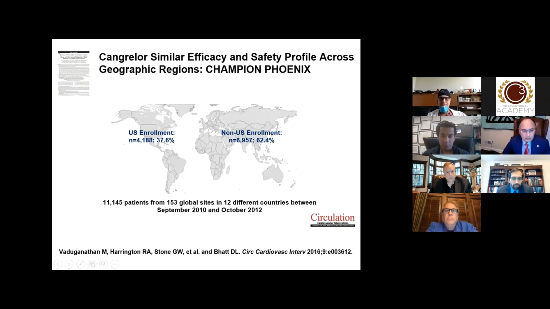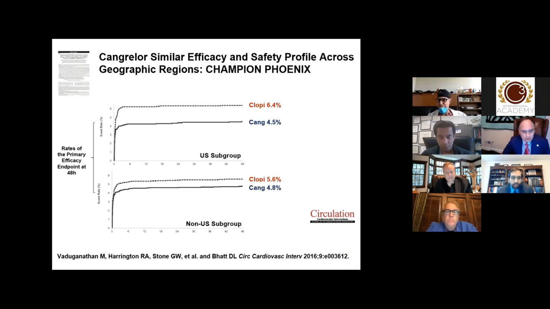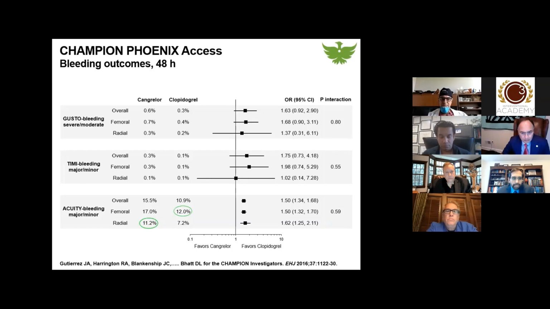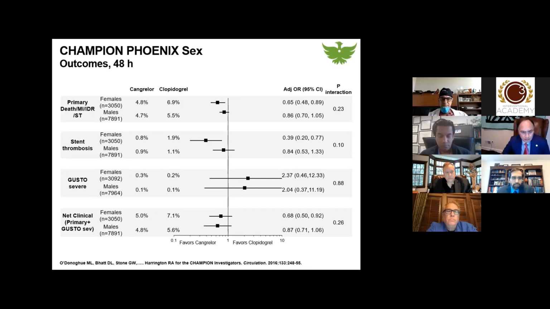And sometimes people wonder, do the results of these large international trials apply to my practice? Well, we had a lot of sites in the US, great sites, I would say, and the results apply in the US. That is, the results really, in a statistical sense, were consistent in both the US and non-US subgroups. If anything, numerically speaking, looking marginally better, not worse, in the United States. And likewise, looking at femoral or radial access, looking at males or females, we see that the benefits of cangrelor are consistent in key subgroups.